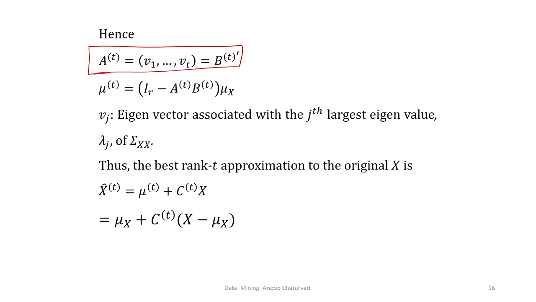Further, mu t is equal to mu, which is equal to (I minus AB) mu x. So, if you are using t rank approximation, then mu t is equal to (I r minus A t B t) mu x. V j is the eigenvector associated with the jth largest eigenvalue lambda j of sigma x x.